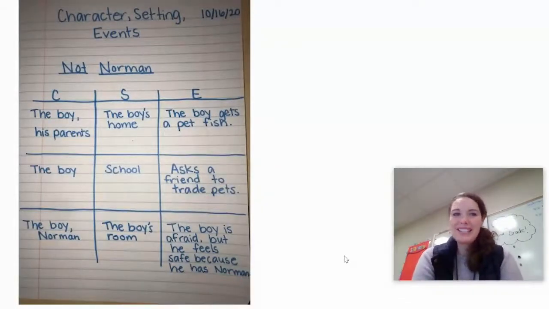So that brings us to our next event. The characters were the boy and Norman. The setting was the boy's room. And the event that happened was the boy is afraid, but he feels safe because he has Norman.